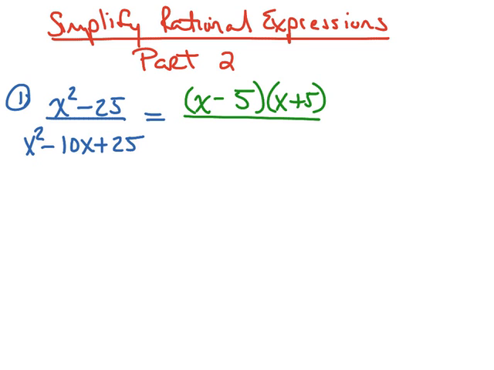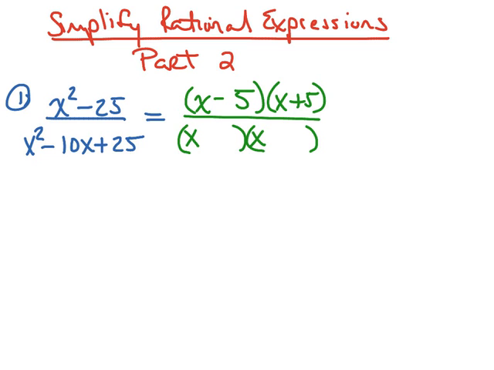Now I'm going to go to the bottom denominator, and I'm going to factor x squared minus 10x plus 25. Here I have a trinomial with a leading coefficient of 1. So what I'm going to do is factor this. I know that an x times an x will give me the x squared. Now what I need to find are factors of 25 that are also going to add up to a negative 10. In other words, what two numbers can I multiply together to get 25 but are also going to add up to a negative 10?